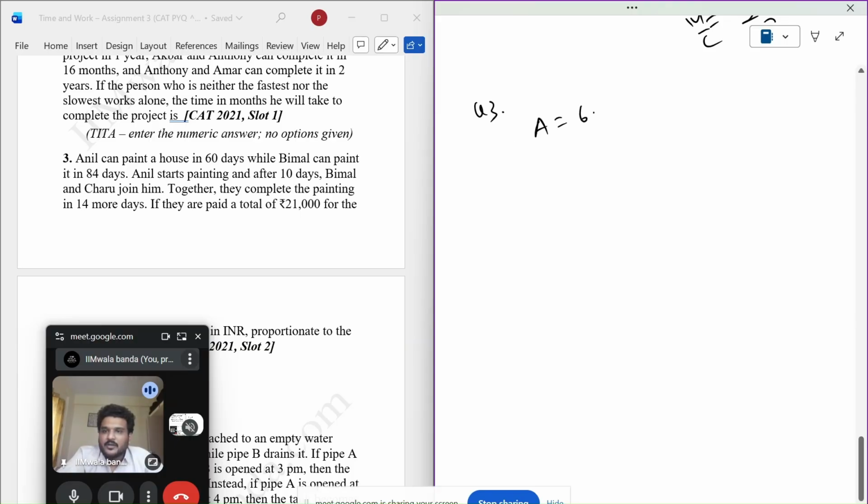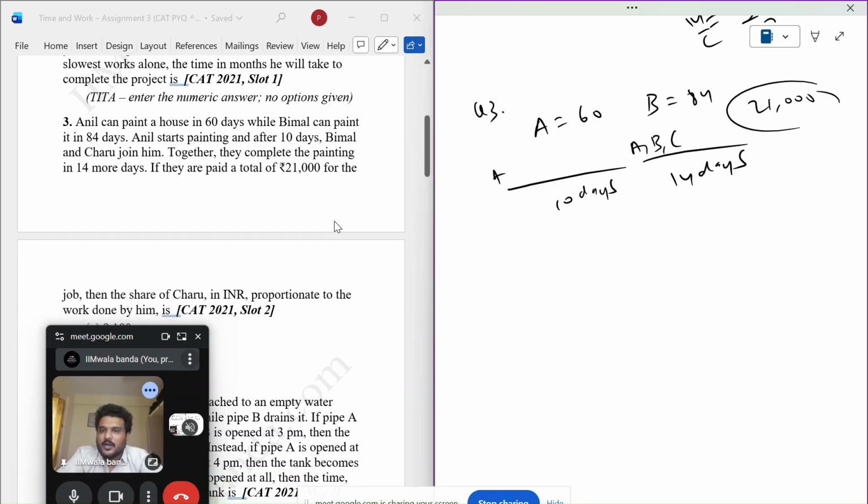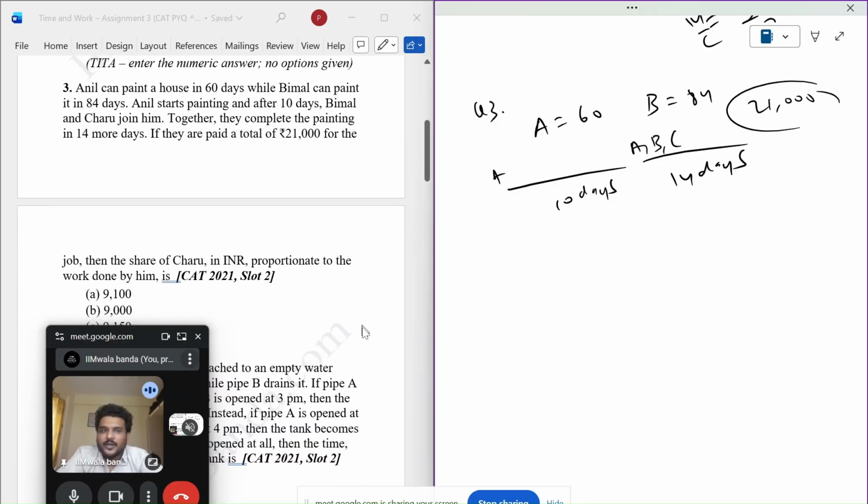A can paint the house in 60 days. B can paint the house in 84 days. A starts painting, and after 10 days, B and C join him. So it's A, B, C all working, and they complete in 14 more days the entire work, and they are paid 21,000 rupees. And we have to find out what is the share of C.